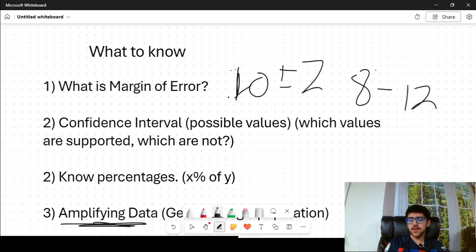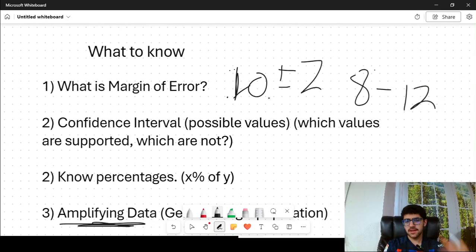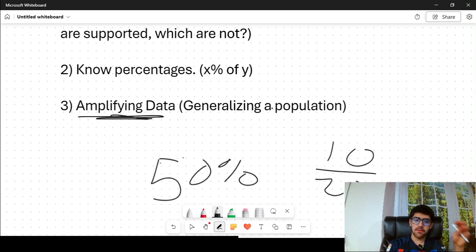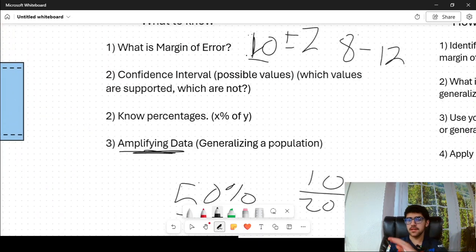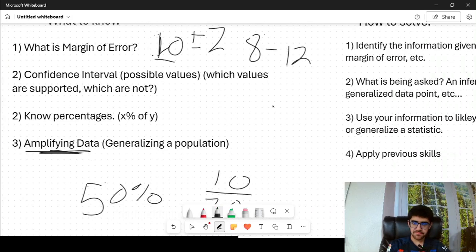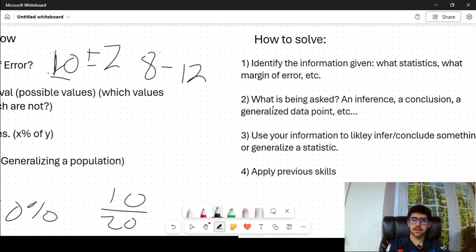So the margin of error would most likely apply to the amplification, not necessarily the 10 people out of 20, because there's no margin of error there. 10 people out of 20 said they play sports. I wasn't clear about that. The margin of error would apply to the estimate more, not to the original data values. And it'll make sense with the examples.